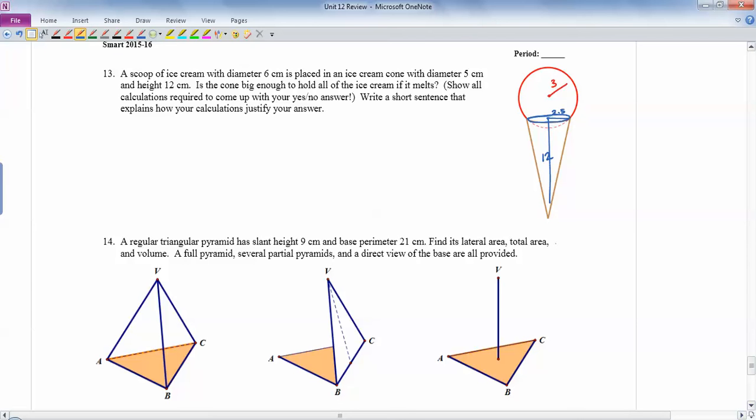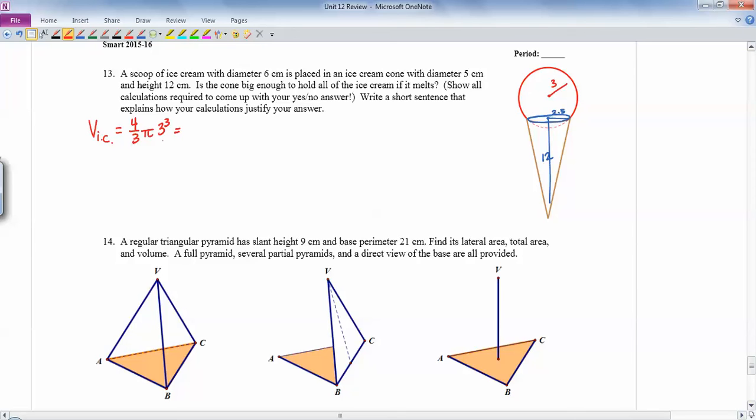Well, that means we got to compare the volumes of the two things. So we want to see, is the volume of the ice cream bigger or smaller than the volume of the cone? So let's take a look. Volume of the ice cream. So it's a sphere. The volume of a sphere is 4/3 pi r cubed. Well, r is 3 here.